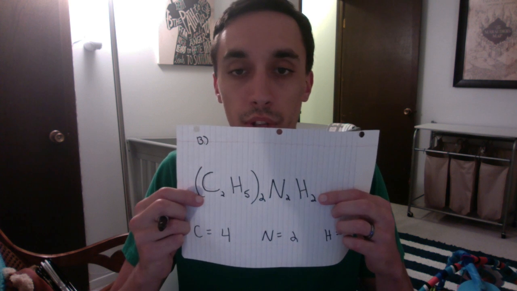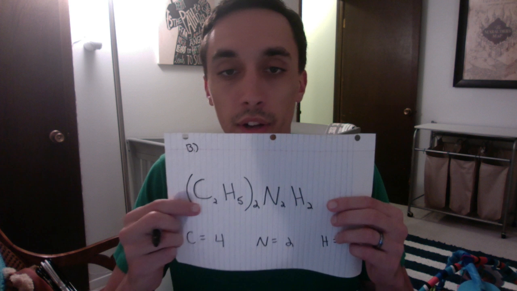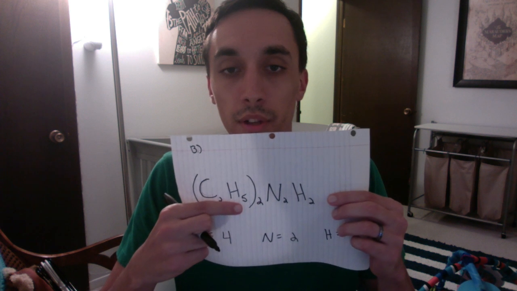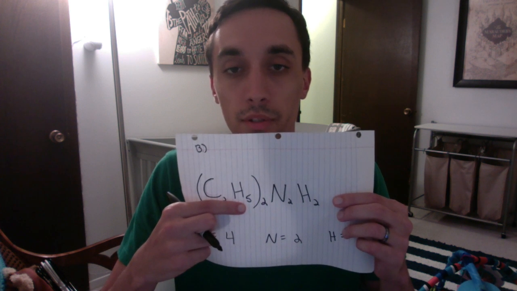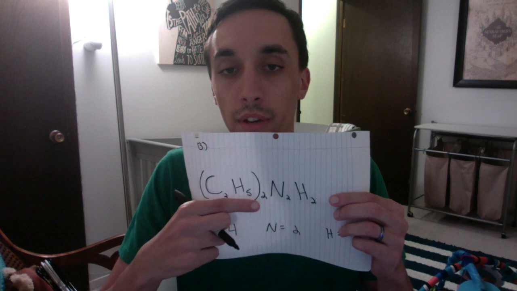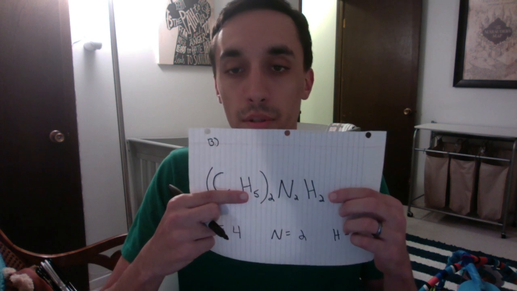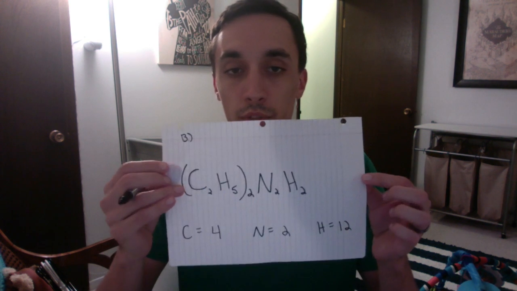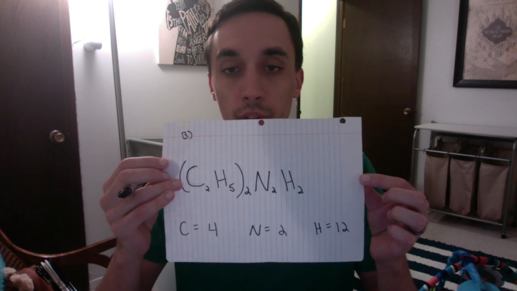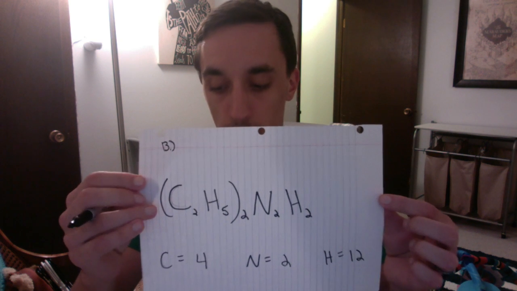So finally we can count hydrogens, and we can see right away here on the outside we have 2 hydrogens right there, H2, and then also inside the parentheses we have 5 hydrogens. So as we did for the carbon, we'll multiply this 5 by 2 to get 10, add these 2 hydrogens, and that gives us a total of 12 hydrogens. So we've got 4 carbon, 2 nitrogen, 12 hydrogen.